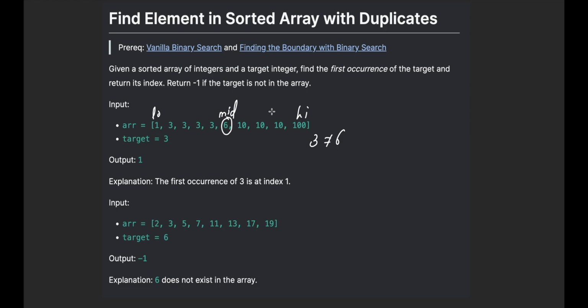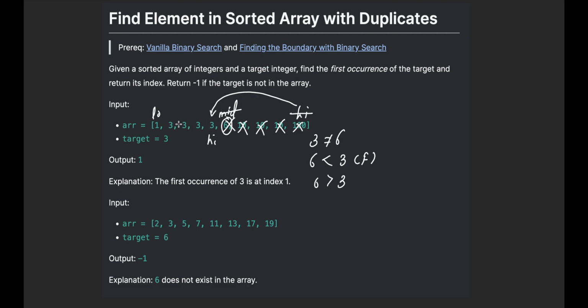So we will check if the element is smaller than or greater than the target. Since this is false and 6 was greater than 3, we would be discarding the elements to the right, towards the high pointer. So this would be discarded, this would be discarded, this would be discarded, and the current element would be discarded, and the high pointer would move to mid -1. So the new high becomes the mid -1 index.